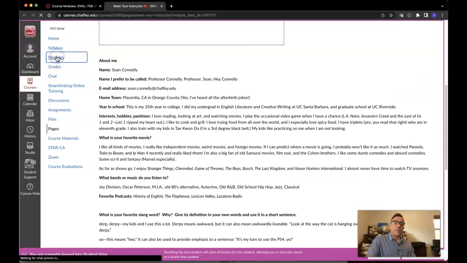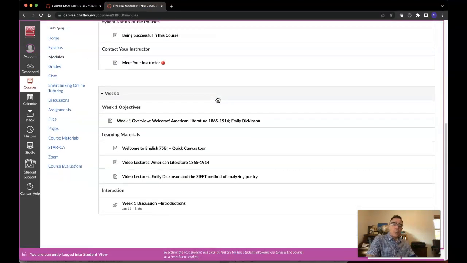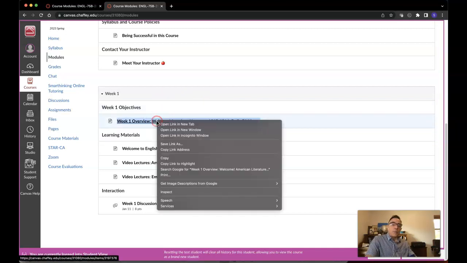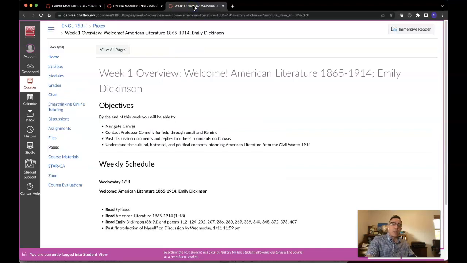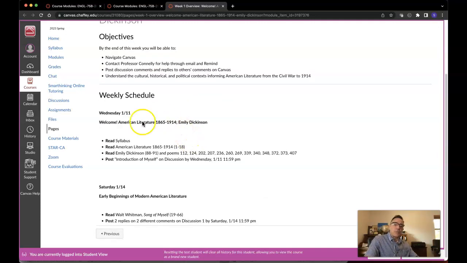Jumping back to modules, you'll notice that week 1 is up. Now this overview right here is something that you can look at to find out exactly what's going on in the class every week. I've put the objectives at the top, what you should be able to get from this week in terms of instruction and skills, and also a weekly schedule.